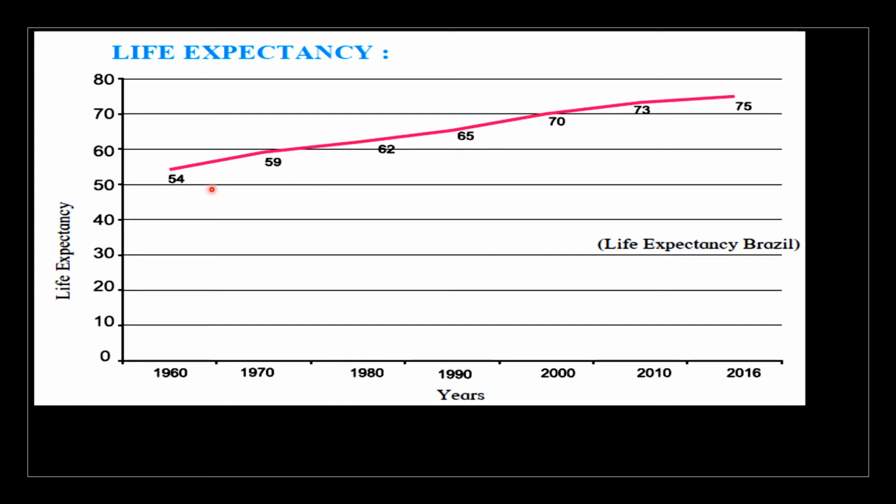Now, what does this indicate? This graph is moving in the upward direction, which means that life expectancy is increasing, which indicates that the country is developing. Now let's study the life expectancy of India.